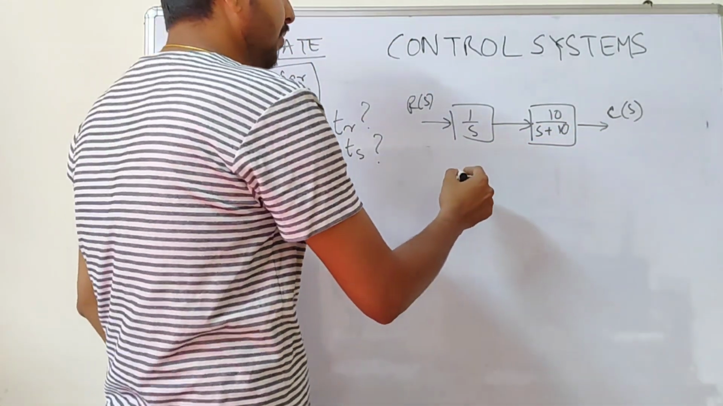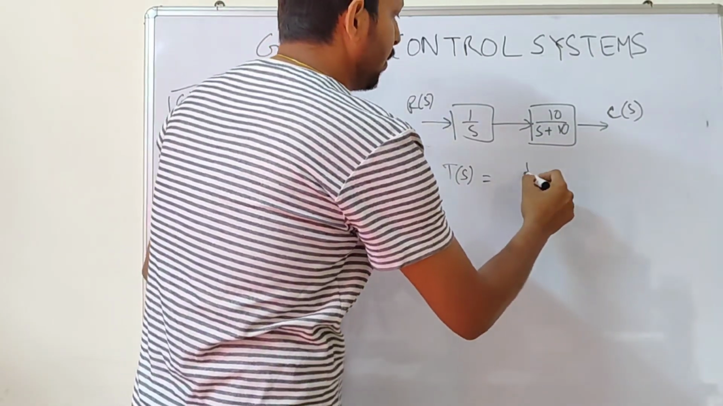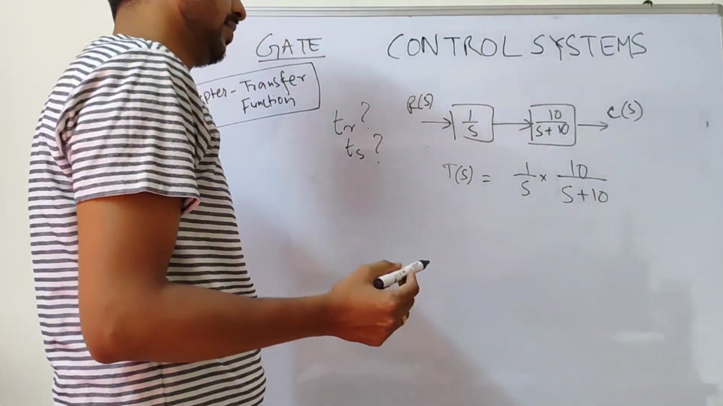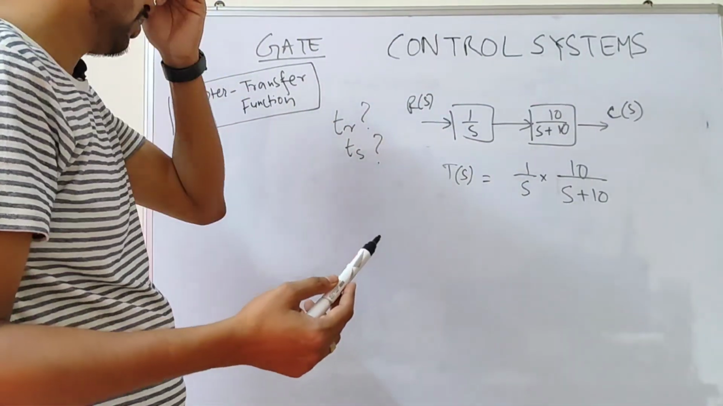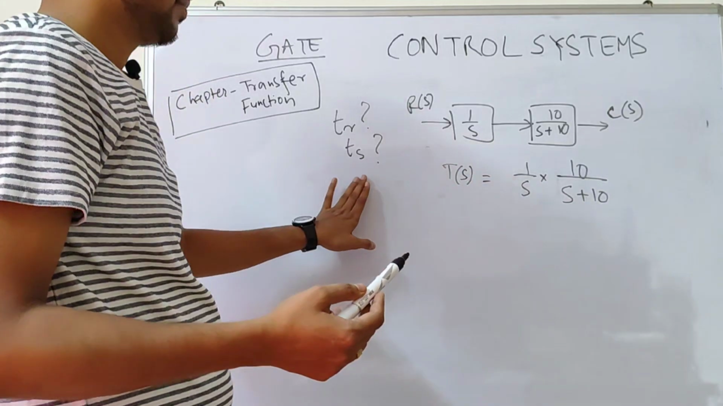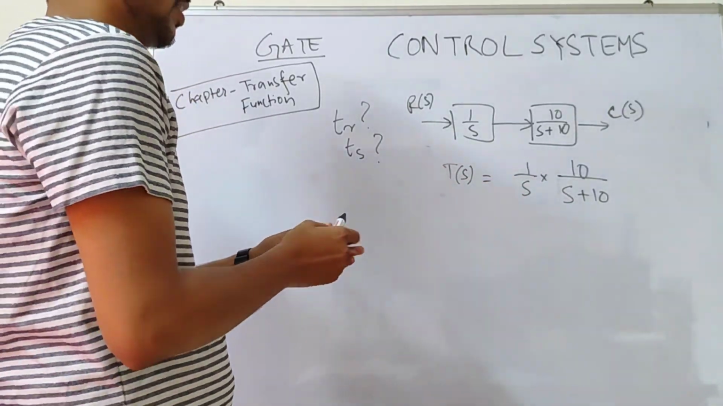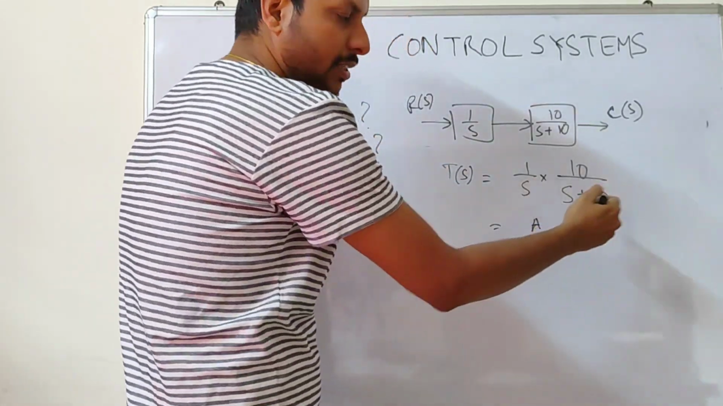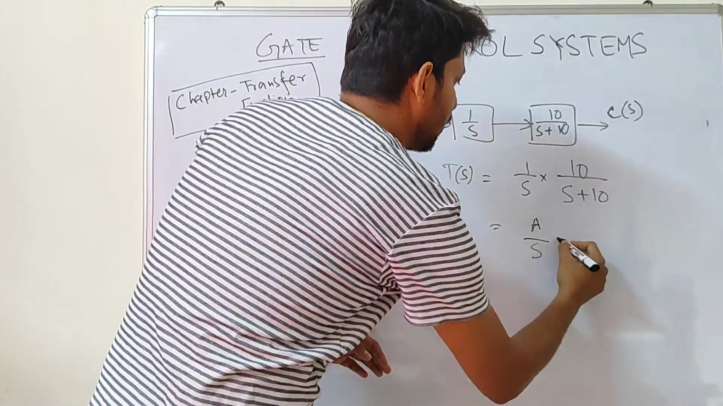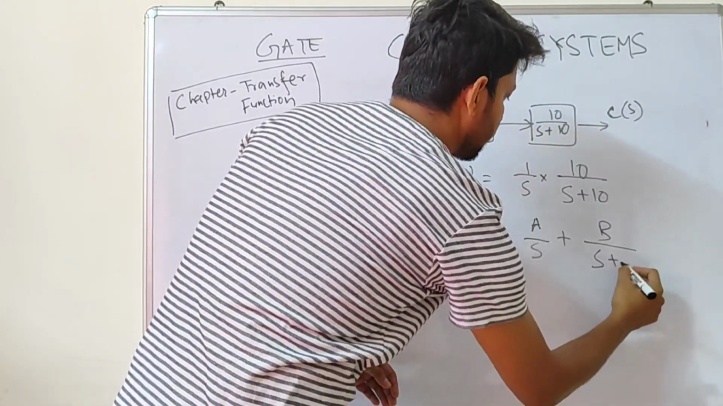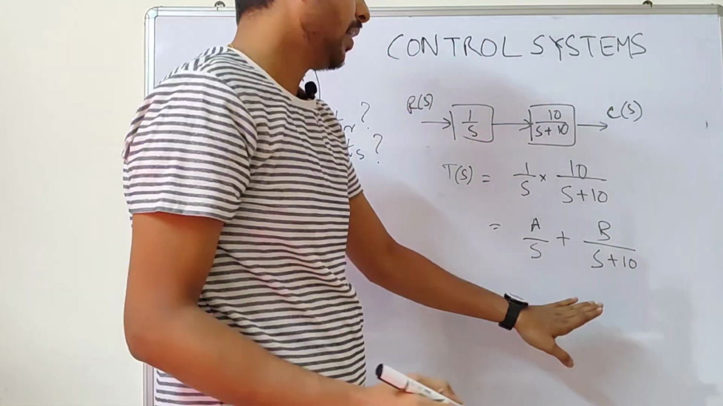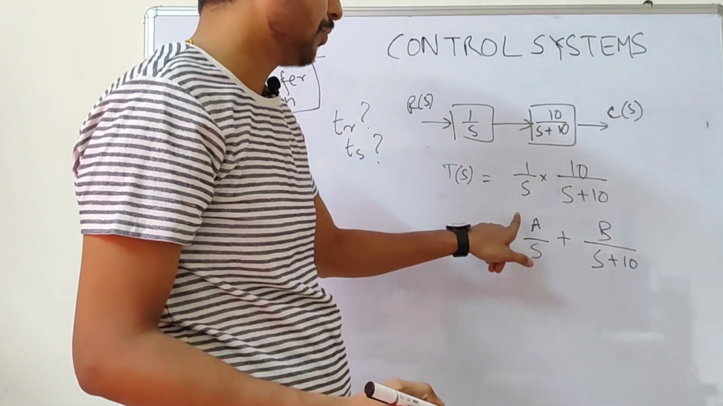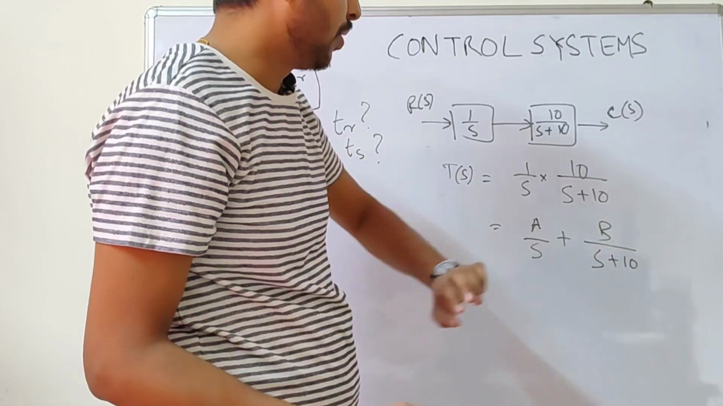So what's the transfer function? 1 by s into 10 by s plus 10. How does this circuit behave? This is in the s domain, so we need to convert it into the time domain. How to do that? First of all, let's do partial fraction of this. So this will be A by s plus B by s plus 10. This will make it easier to convert to the time domain. So we need to find the A and B coefficients.